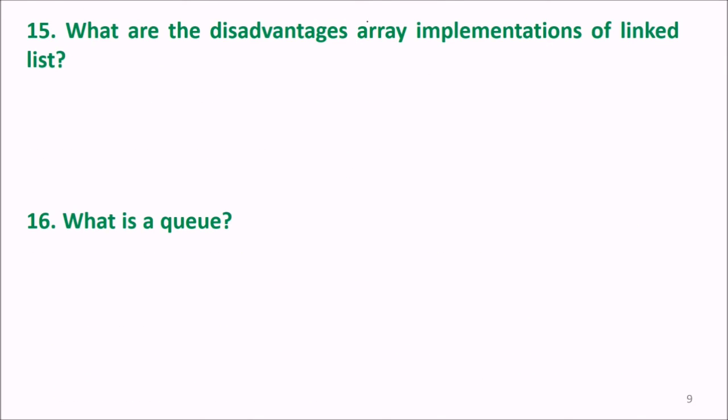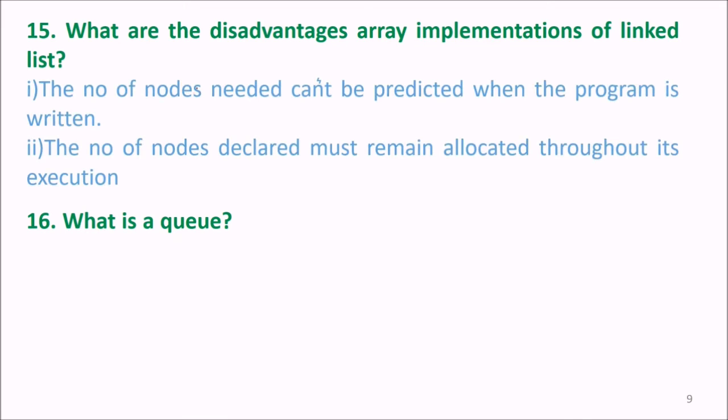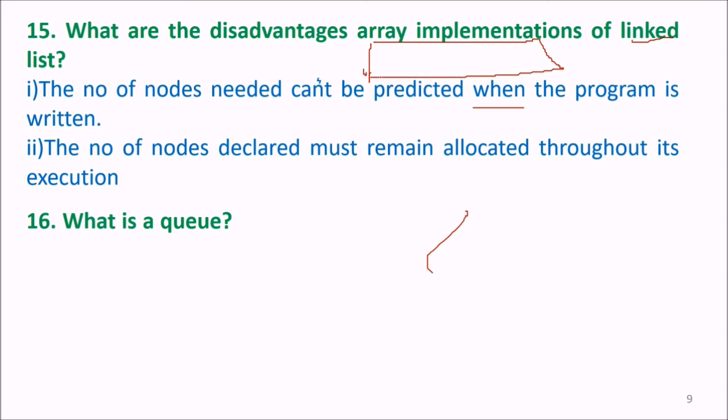Next, what are the disadvantages of array implementation of a linked list? You are trying to implement the linked list using an array. What are the disadvantages? The number of nodes needed can't be predicted when the program is written. First of all, with an array you have to have a very sound prediction. The number of nodes declared must remain allocated throughout its execution. This is the disadvantage.